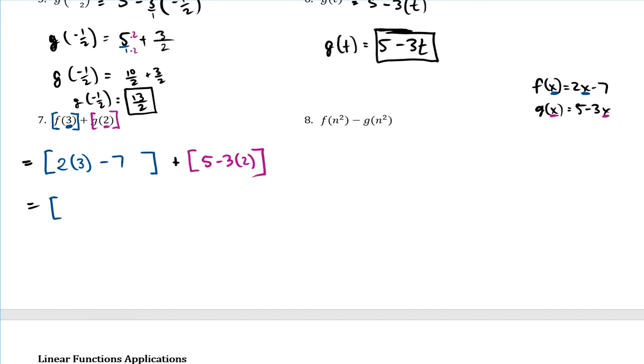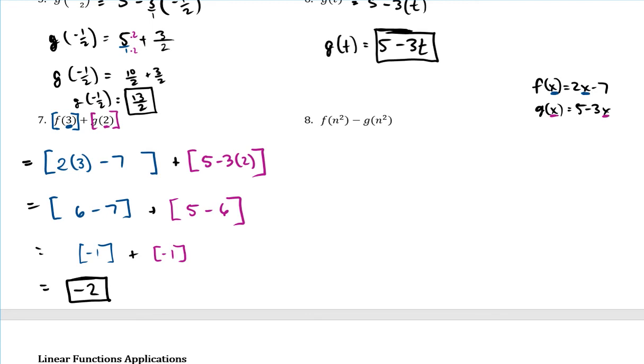So now it is still simplify inside each bracket. So 2 times 3 is 6. And then we'll minus 7. And then we still have plus 5 minus 3 times 2 is 6. Like that. And then since we can simplify entirely in those parentheses or brackets, 6 minus 7 is negative 1. And then plus 5 minus 6 is also negative 1. And then we've got negative 1 plus a negative 1. That we can simplify all the way to get negative 2.